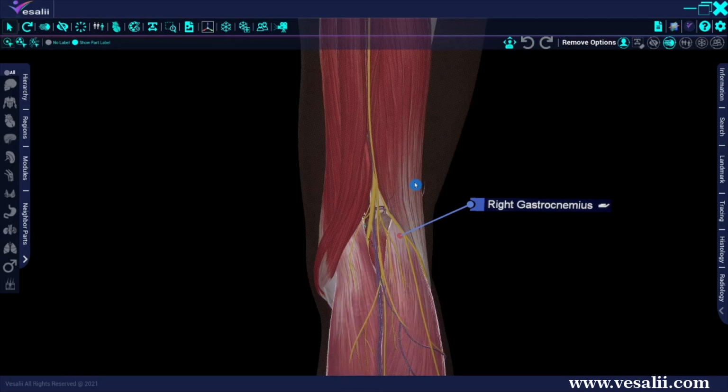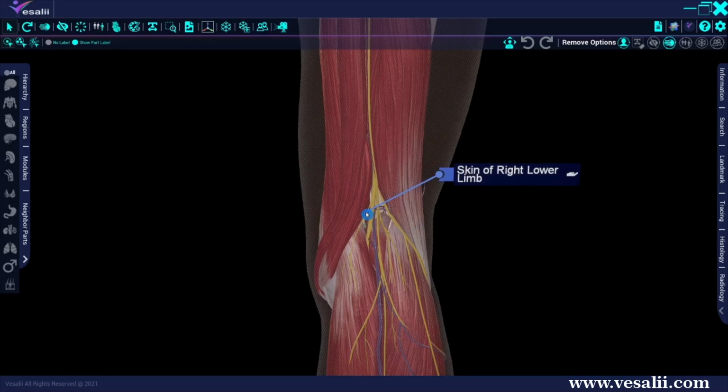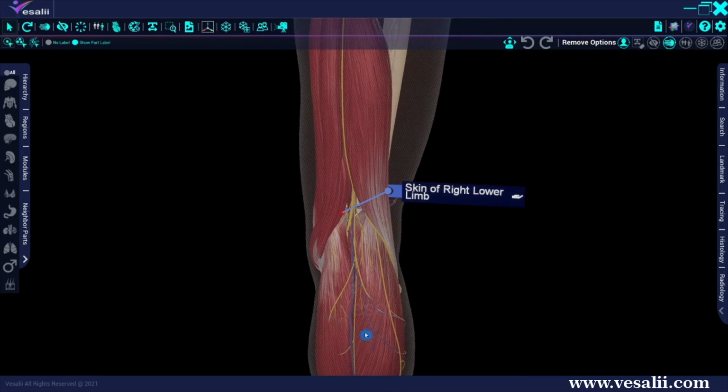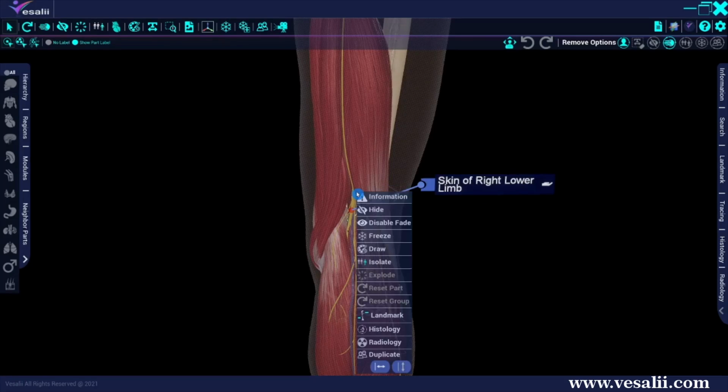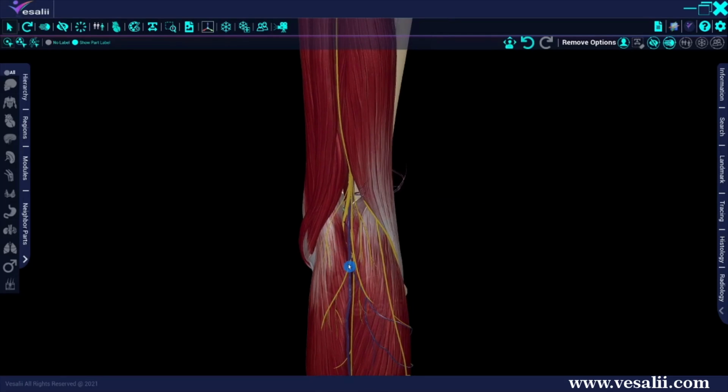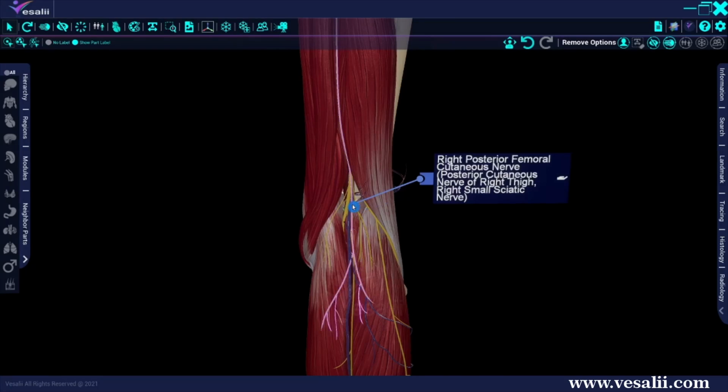The roof of the popliteal fossa is mainly formed by skin and the popliteal fascia, which is continuous with the deep fascia of the leg. Important structures that pierce the roof of the popliteal fossa include the small saphenous vein and the posterior cutaneous nerve of the thigh.